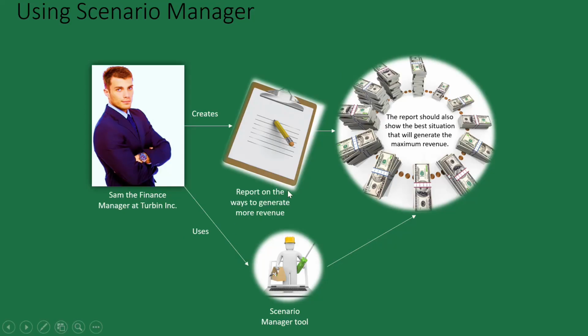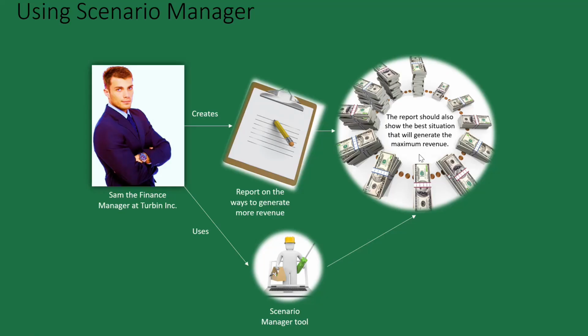So you can see, guys, scenario manager here. Sam is the finance manager at Avon's company and reports on ways to generate more revenue, so he uses the scenario manager tool. The report should also show the best situation that will generate the maximum revenue. Obviously, suppose you have a company: if everything is going perfectly all right and each parameter is going better, in that case you can generate the maximum revenue. If the parameters are not going well and the situation is the worst, obviously the company is going to make a loss.